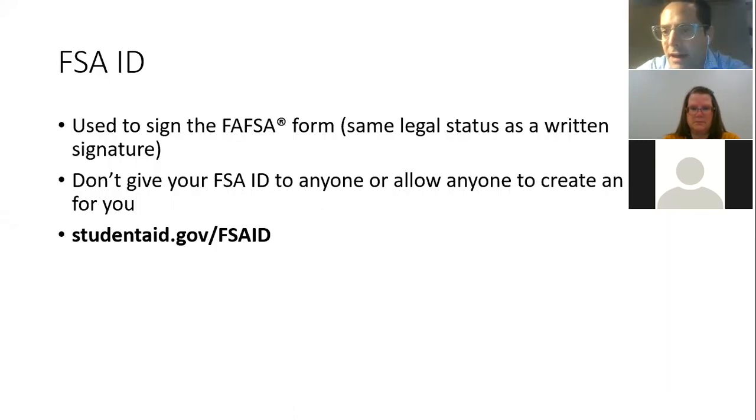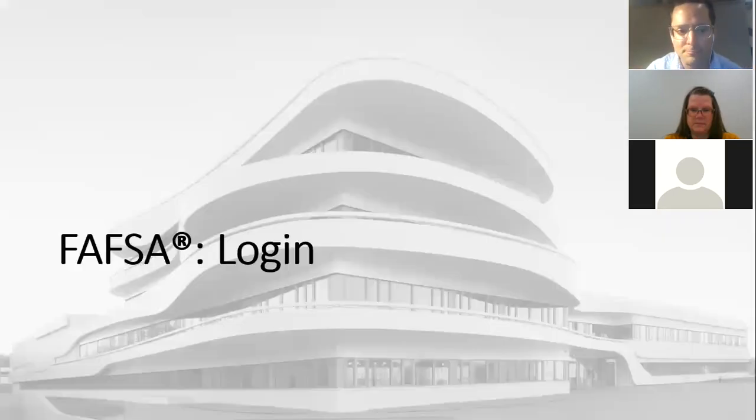Now, in order to fill out the FAFSA, you will have to apply for an FSA ID, both the student and at least one of the parents filling out information on the FAFSA. The FAFSA form will require this, not only to enter it, so it's kind of your key to get into the FAFSA, but it's also what you need to sign the FAFSA at the very end. It's essentially your electronic signature. And there's a process to get this. You can do that at studentaid.gov/FSAID. Okay? All right, now we get to step through the FAFSA.